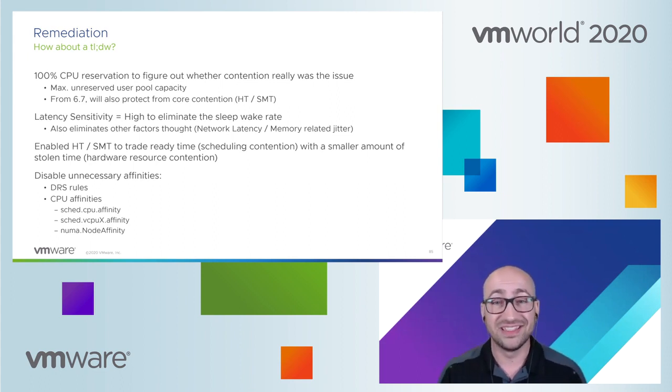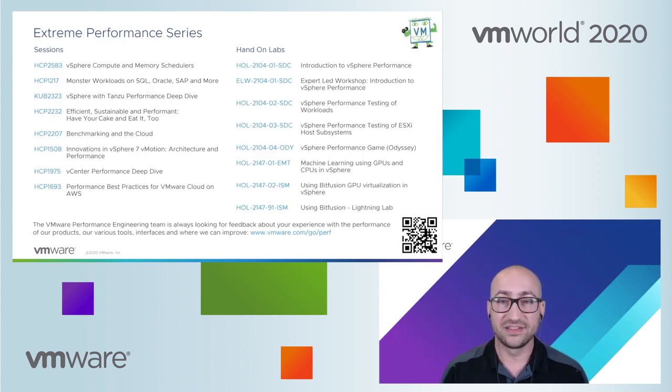And last but not least, turn off those unnecessary affinities. If you don't need those DRS rules, if you don't need those CPU affinities, don't use them, right? Hardly will you improve over something. If you're doing it for licensing reasons, that's a different thing, but hardly will you improve over the ESXi scheduler if you set affinities. And with that being said, there are many other extreme performance series sessions that are ongoing.